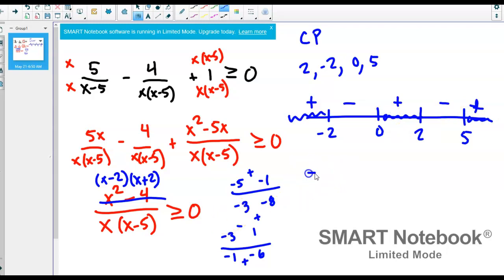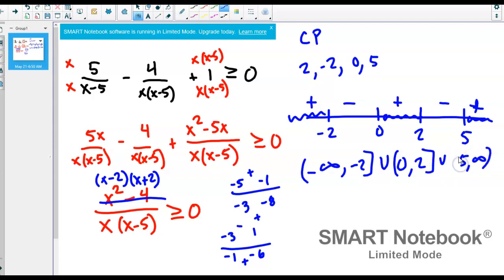So when I go to name this, it is going to be negative infinity to negative 2. This one can be a bracket because it's equal to, and it's in my numerator. And then I'm going to have 0 to 2. I've got to have a parenthesis on 0 because that's in my denominator. And then 2 can be a bracket. And then my last section is going to be 5 to infinity. 5 is in the denominator, so it has to be a parenthesis as well. So that's my solution there.